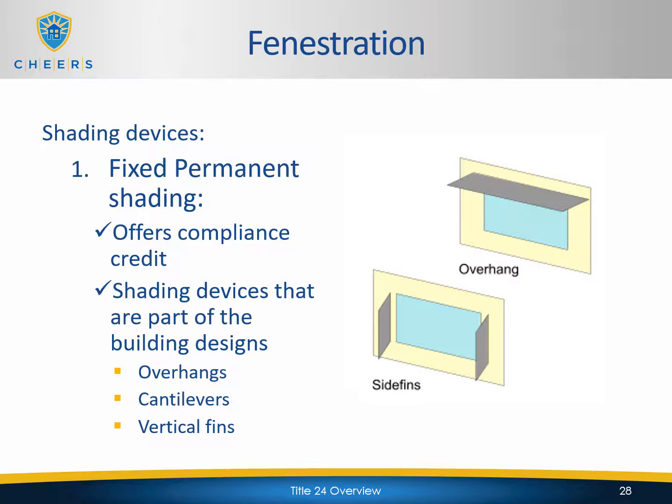So fixed permanent shading actually offers compliance credit. It is modeled in the CF1R. Examples of them are side fins or overhangs. So these are shading devices that are part of the building design. And again, it could be an overhang, a cantilever, a vertical fin. Any of these are an example of fixed permanent shading. For example, a second story cantilever that extends over the first story as a porch, and it's shading the bottom windows. That's an example of fixed permanent shading, and that actually gives credit for Title 24 if modeled properly.